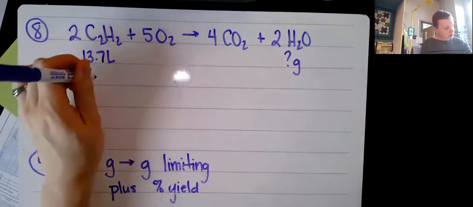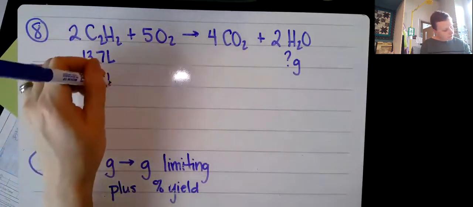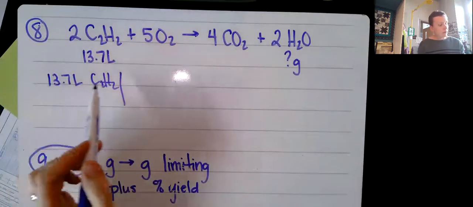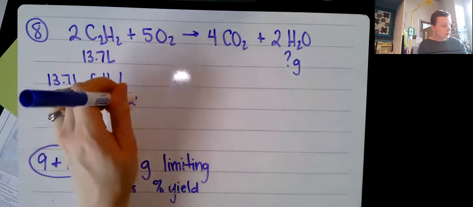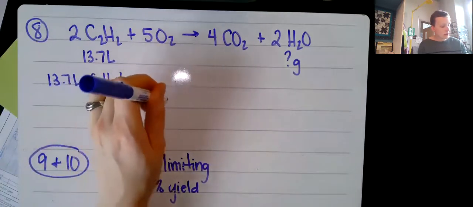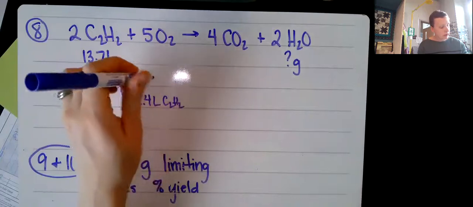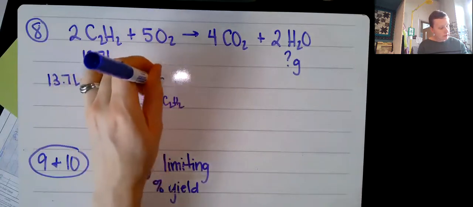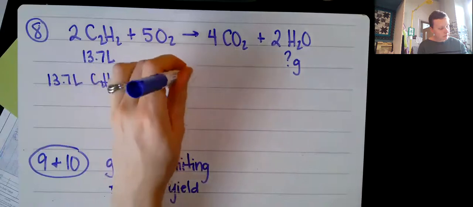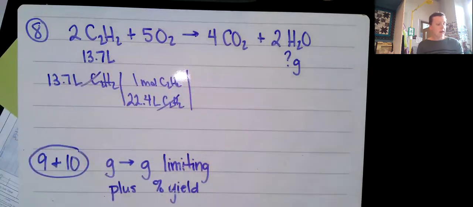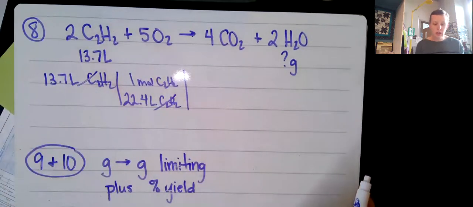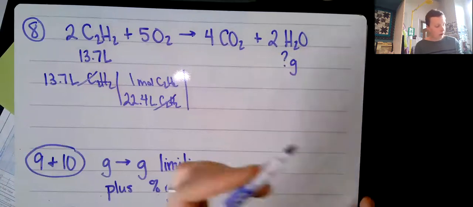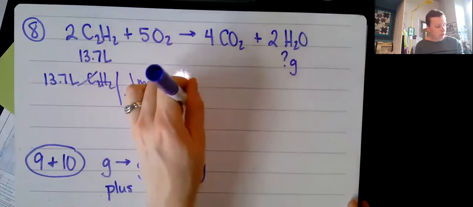13.7 liters C2H2. Remember that the first step from volume to moles is molar volume, and that's a constant: 22.4 liters of C2H2 is 1 mole C2H2. The next step is a mole ratio. In this problem, 2 moles of C2H2 for every 2 moles of water.